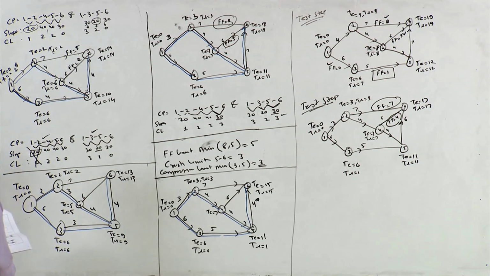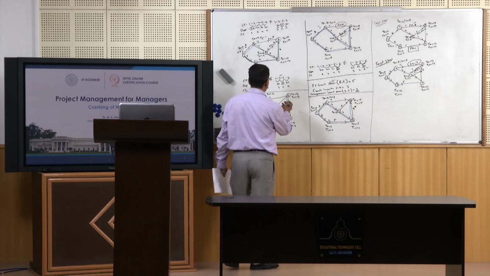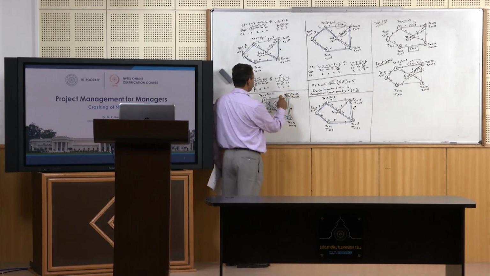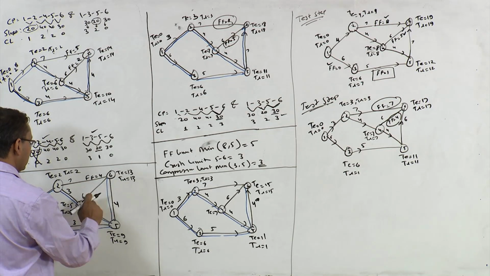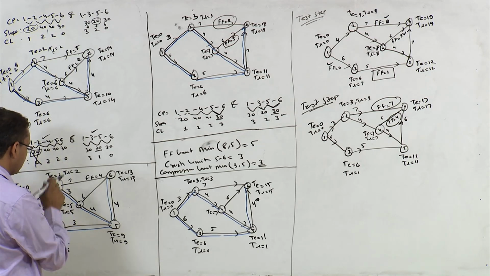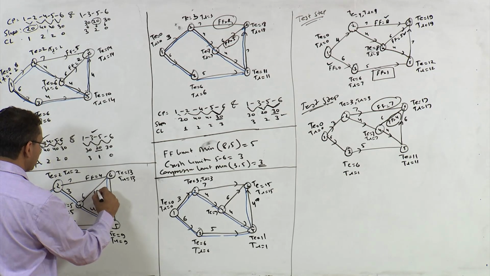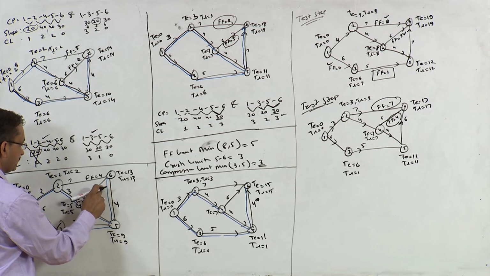Now, which two activities should be selected for compression? But before this, let us also find out free float limits of non-critical activities. So, 13 minus 2, 11. 11 minus 7, this is 4. So, free float is 4. And for this activity, 13 minus 5 is 8. 8 minus 6 is 2, right? So, free float for activity 4, 6 is 2, right?